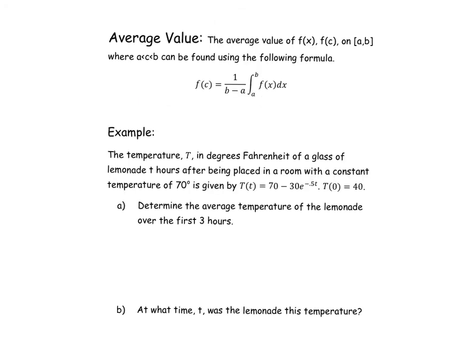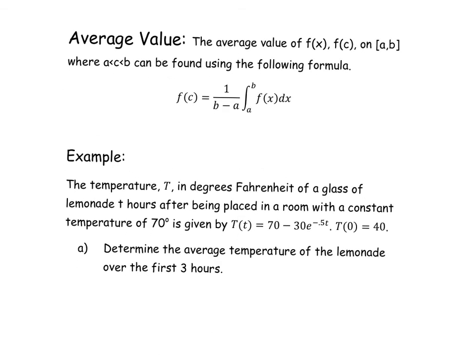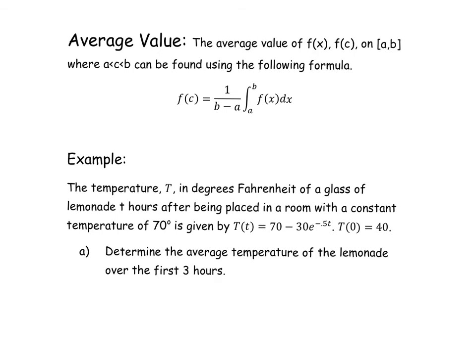All right, average value. This is a very interesting topic, and it's related to what we're doing here. So let's talk about it. The average value of a function f of x, which is considered f of c, I'll show you what that looks like graphically, on an interval from a to b, where c is between a and b, can be found using the following formula. So what the heck does this mean?